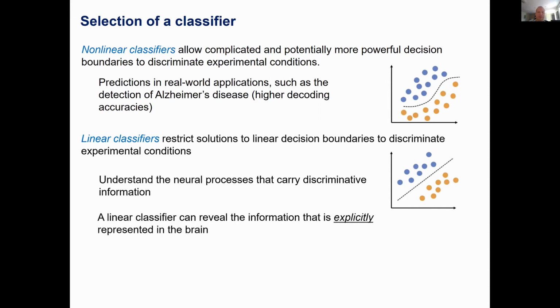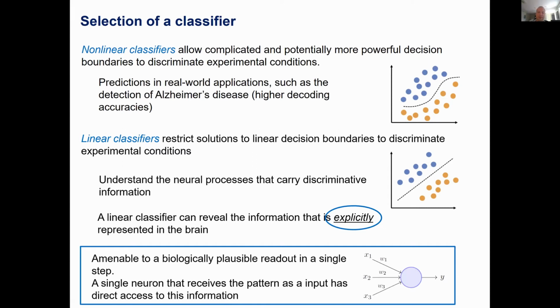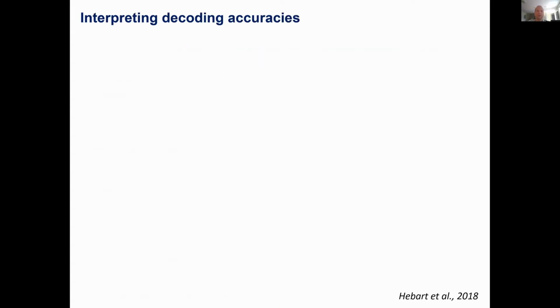Because in this case, the information is shown as it is explicitly represented by the brain, meaning that a single neuron at this stage, having as input this kind of information and applying a very basic linear classifier, should be able to extract this information directly. So this is why we used linear support vector machine classifiers before for this kind of task, where we want to study the human brain processes.